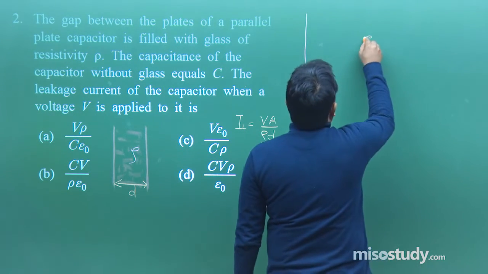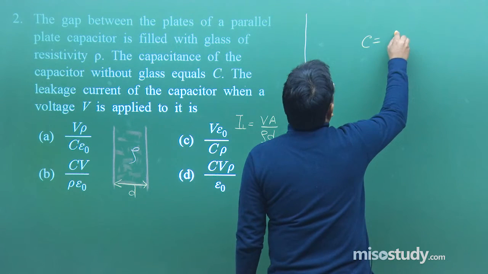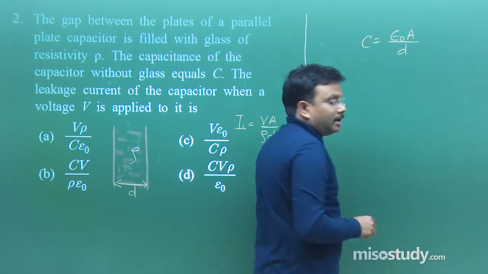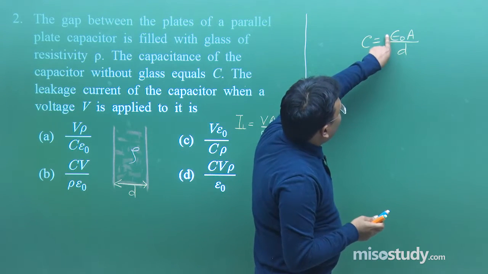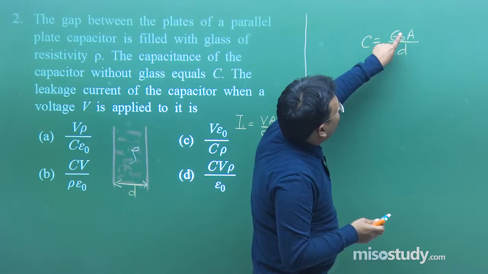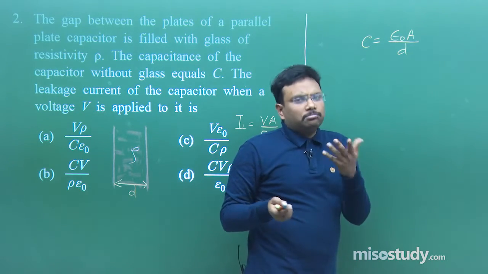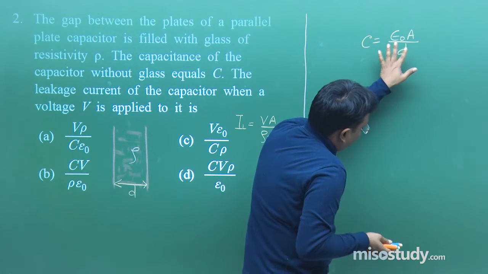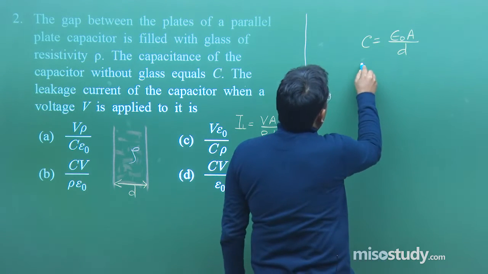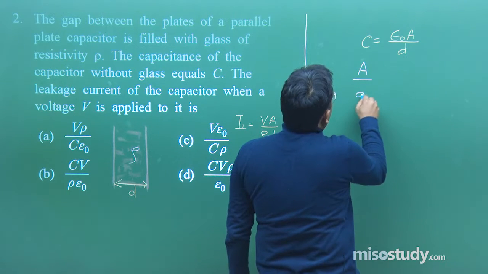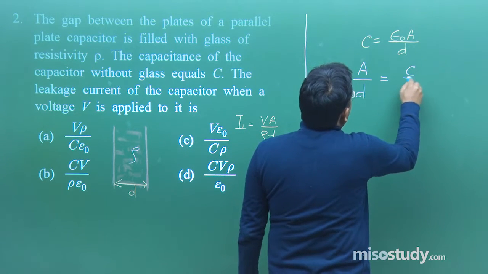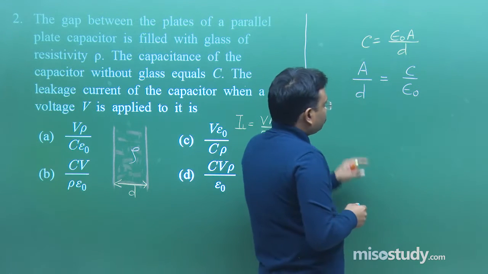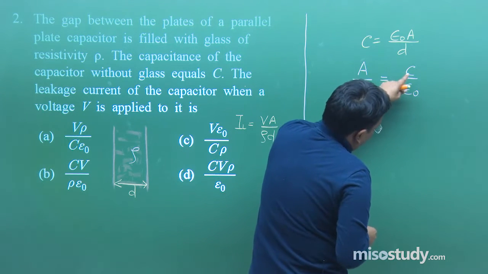I have one basic formula, C is equal to epsilon naught A by D when no dielectric in between the plates. Otherwise, I have to write down K epsilon naught A by D, but no dielectric, so air is there, so K is equal to 1. That is why I mentioned C is equal to epsilon naught A by D. Now, from here what I can say that A by D is equal to C upon epsilon naught.